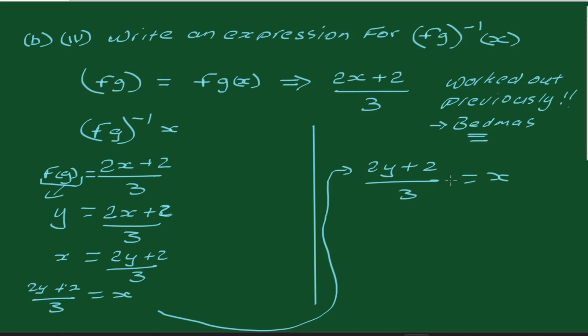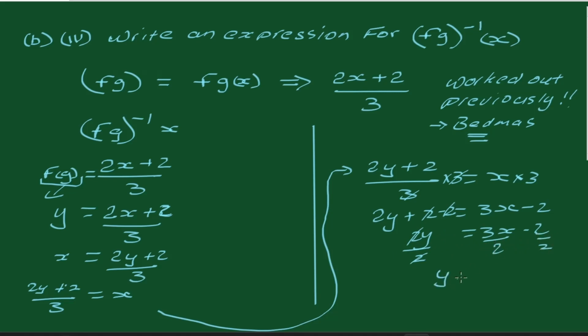So first of all, we get rid of the denominator, which is 3, so we multiply both sides by 3. Now we have 2y plus 2 equals 3x. Having done that, we need to get rid of the 2, so we minus 2 on this side, and we do the same on the other side. So we now have 2y equals 3x minus 2. Now we divide by 2, so each term on the other side is also divided by 2. So y equals 3x minus 2 all over 2.